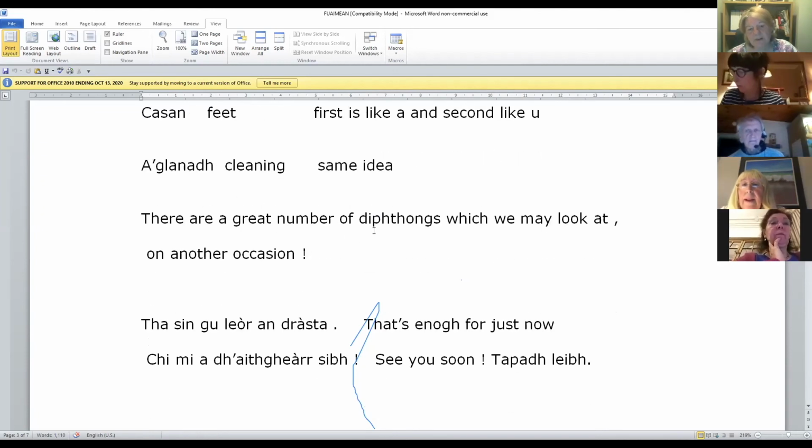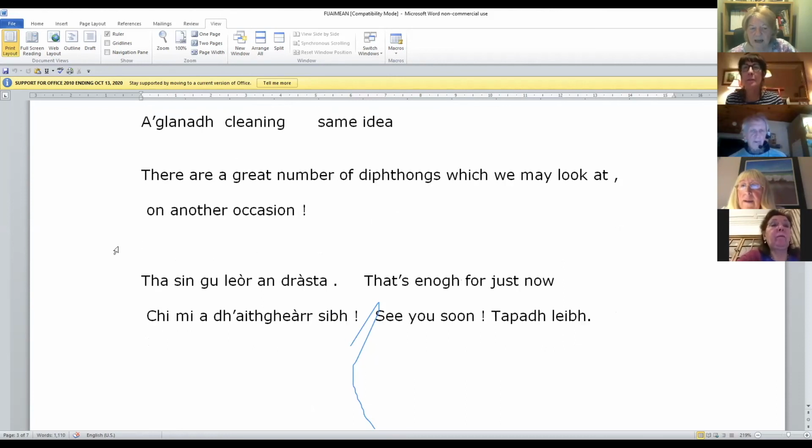There are a great number of diphthongs which we may look at another occasion, because we've learned so much in what we've been doing tonight already. Hashunkelior in the raste, that's enough for just now. And then whiskey galore, how many times have we heard whiskey galore? Enough. Galore. Enough whiskey, which you deserve after this lesson.